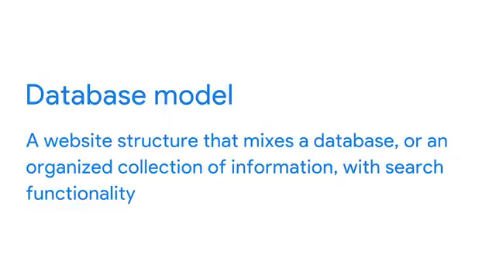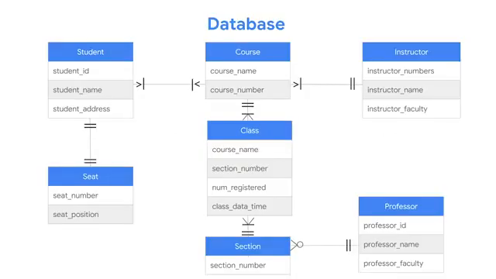Finally, we have the database model. The database model is a website structure that mixes a database, or an organized collection of information, with search functionality. A database model creates a dynamic experience for users that includes advanced filtering and search capabilities.